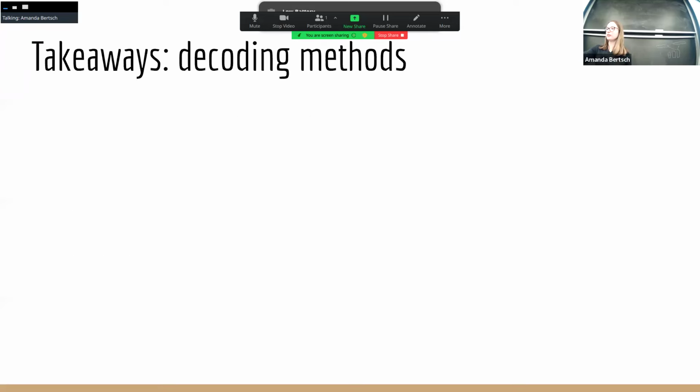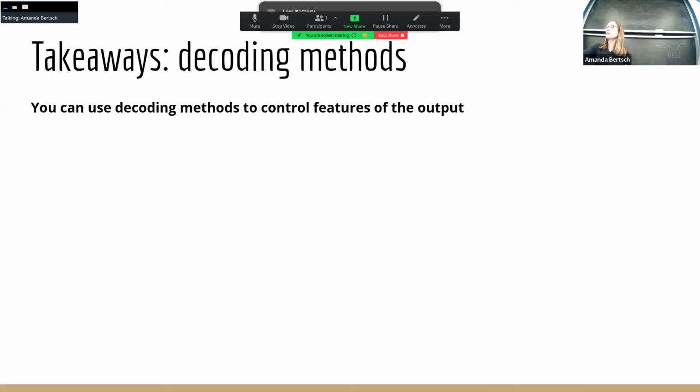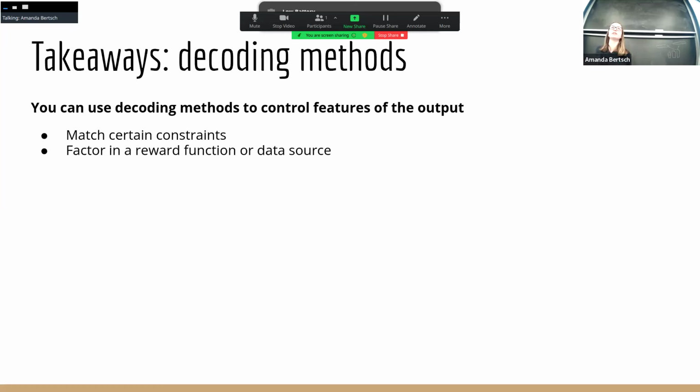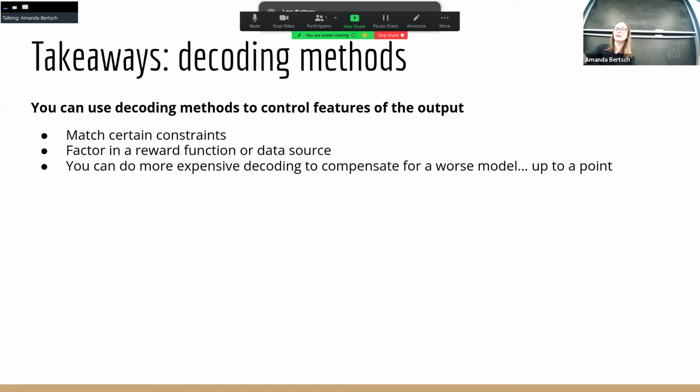So what should you take away from this? I think a couple of things. Decoding methods can be really powerful to control features of your output, if you want to impose particular constraints, if you want to factor in a reward function, or factor in a data source that you maybe didn't have at training time.